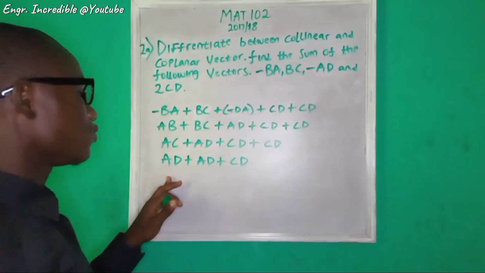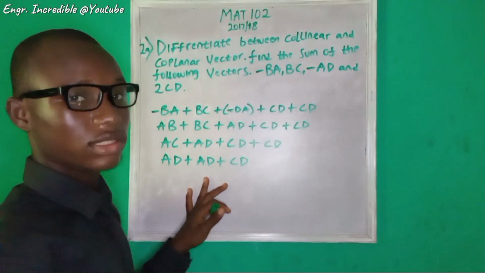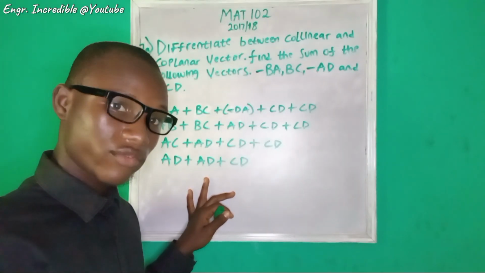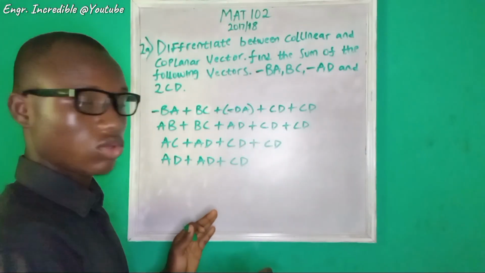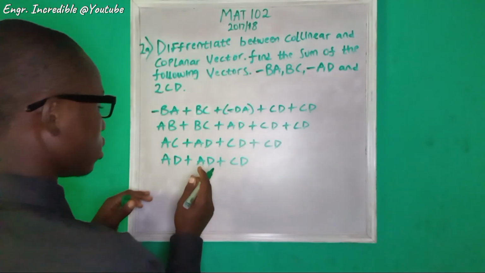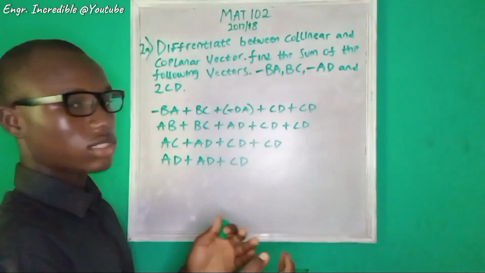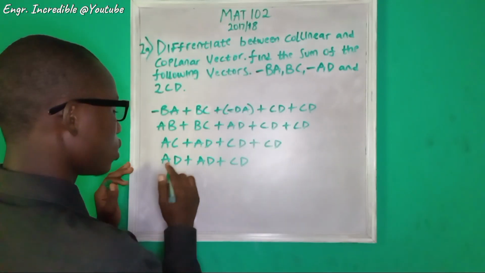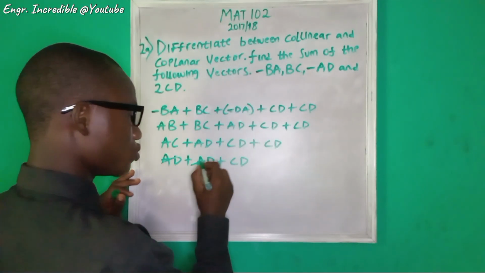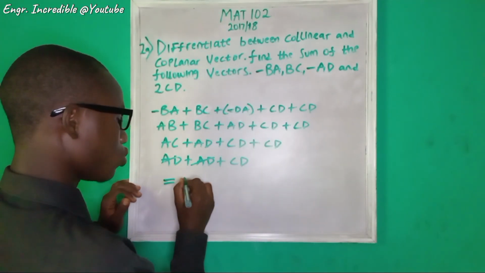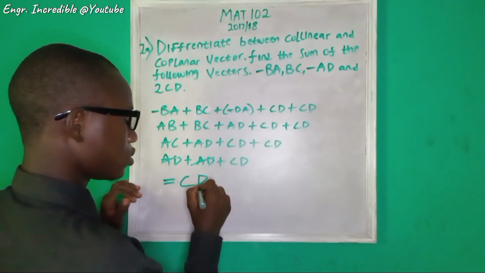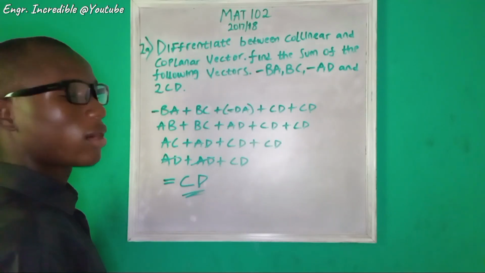Now if we add AD and DA together, it is going to give us 0, because AD can be written as minus DA. So it will be AD minus AD, which gives us 0. So the AD terms have cancelled out, and our final answer is equal to CD. So this is our final answer.